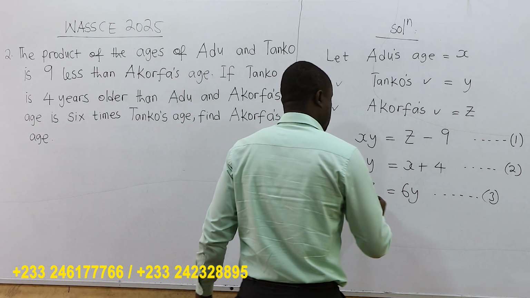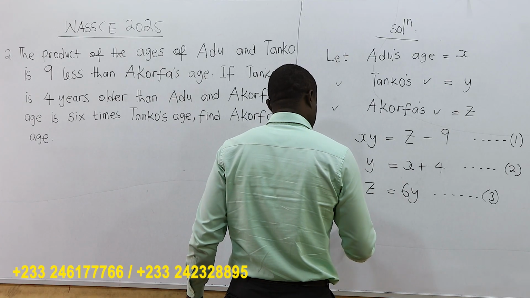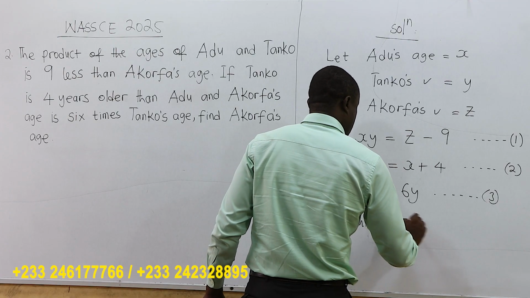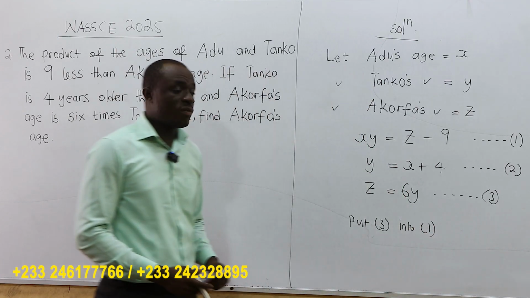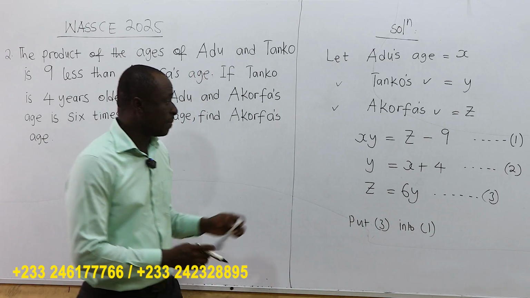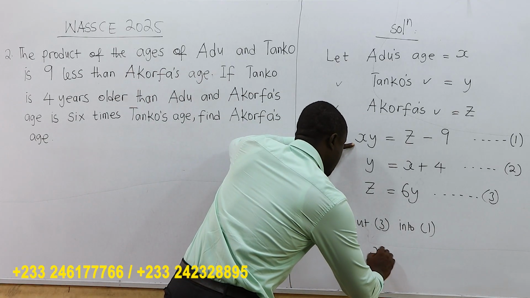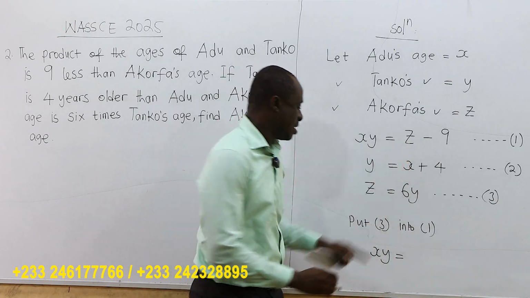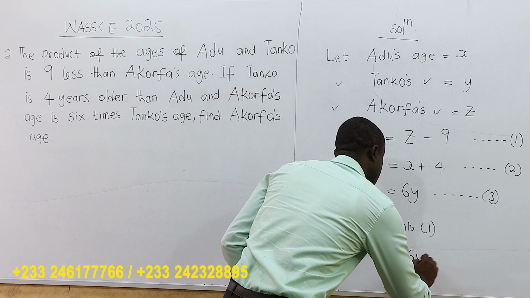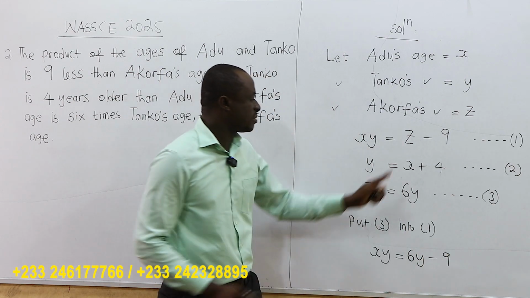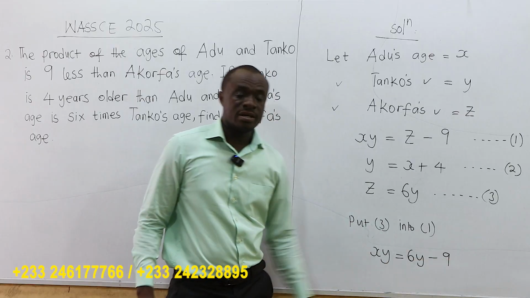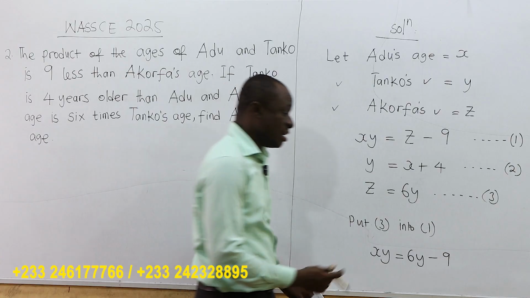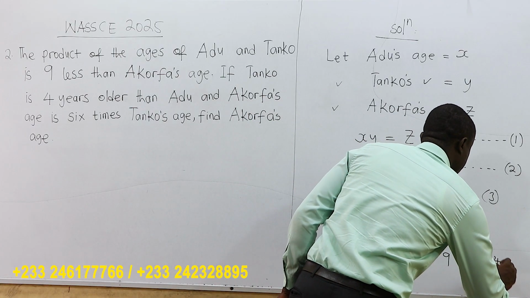So first, let's put equation 3 into equation 1. Wherever we see Z, we write 6Y. So we have XY is equal to Z minus 9, and our Z is 6Y, so XY = 6Y - 9. Now let's call this equation 4.